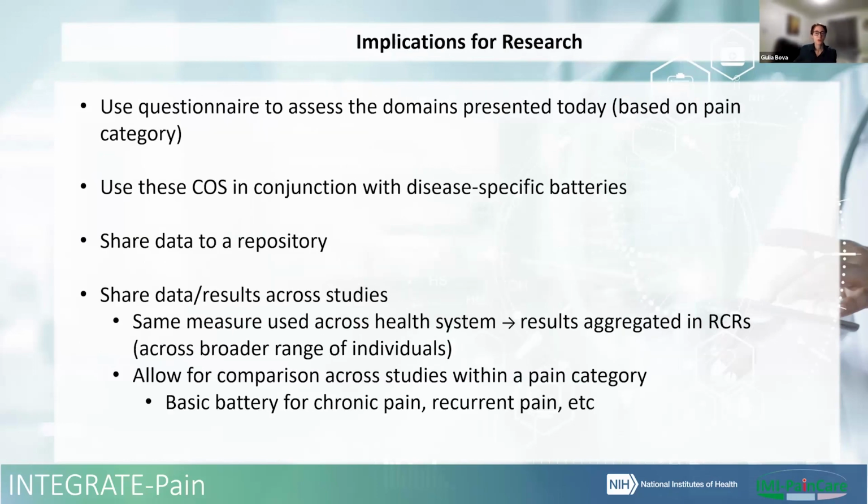And so the implications for research are that researchers can use questionnaires to assess the domains presented here today, depending on which pain category their research falls into. And as I mentioned, these are very much meant to be used in conjunction or alongside other outcomes that the researchers are already measuring. And then the goal is to have data shared to a repository in the long term so that study results can be shared across borders. So for example, the same measure being used in a health system, these results can then be aggregated and you can access data from a broader range of individuals than just the study that you did. And this can allow for those types of comparisons and statistical analyses that I mentioned earlier.